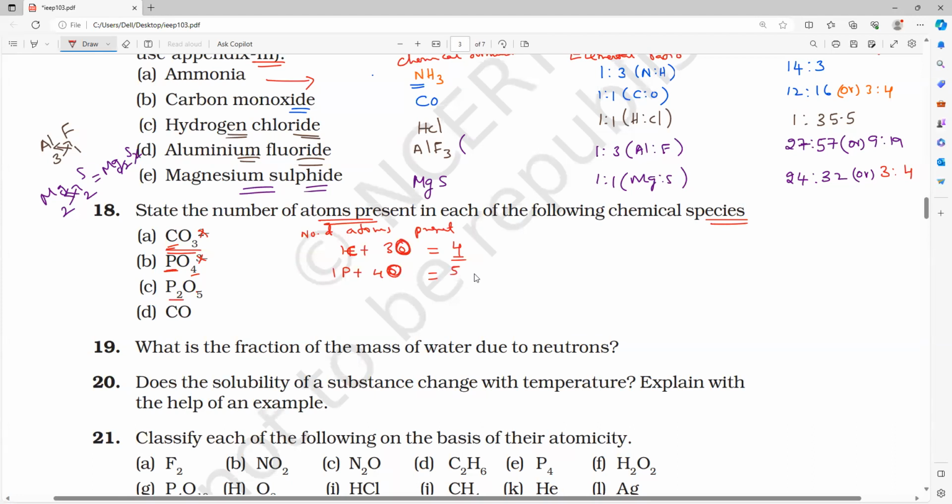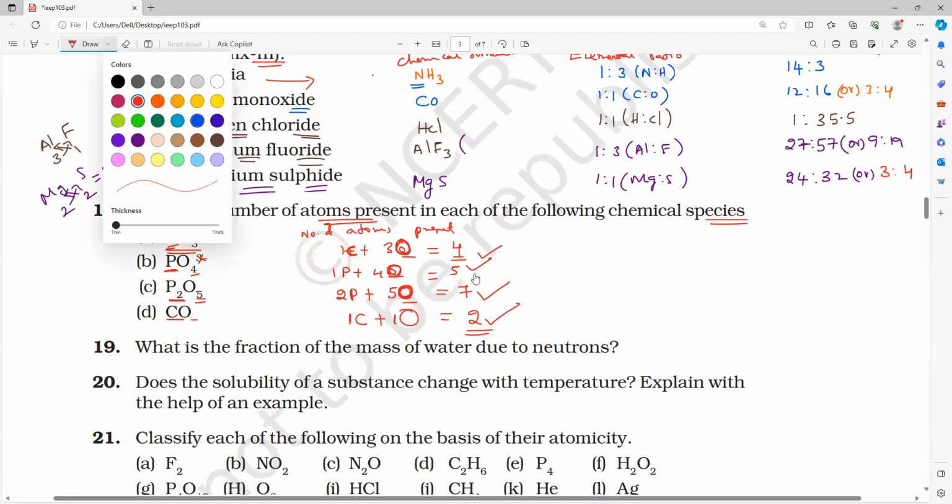2 phosphorus plus 5 oxygen. Big O you put. Small o means it will become 50. 2 phosphorus plus 5 oxygen, how much? 7. This is oxygen. Carbon monoxide, 1 carbon plus 1 oxygen. Totally how many? 2. That's all. Such a simple question it is. Good question. Do it, everybody.